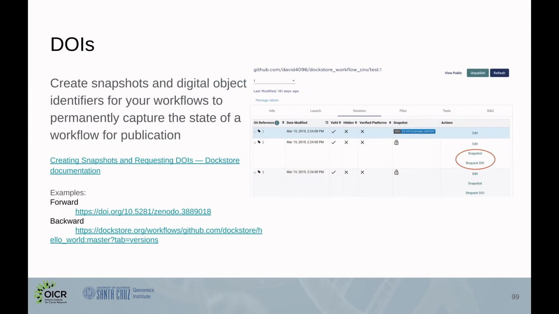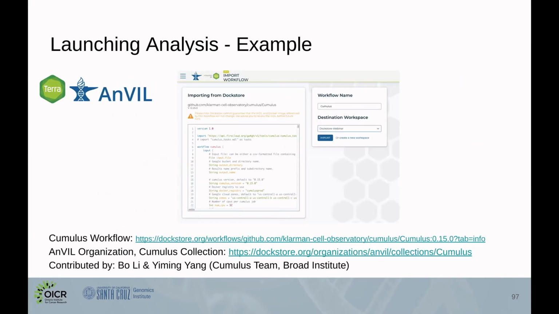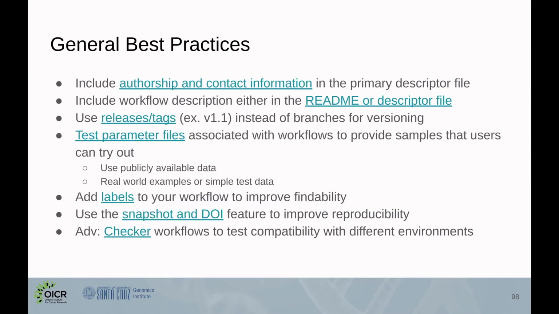we have a series of tutorials on the Dockstore site where you can basically find out how to include information such as authorship or contact information for your workflows. We explain a bit about why it's good to use tags for your workflows instead of branches, in the sense that when you're using releases and tags, they're less likely to change and it keeps your versioning consistent, i.e. more reproducible.